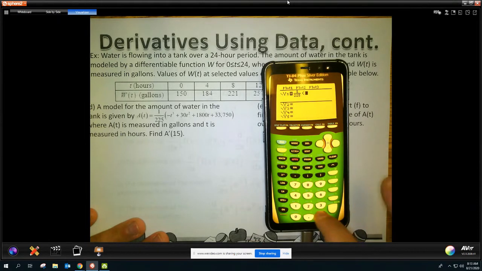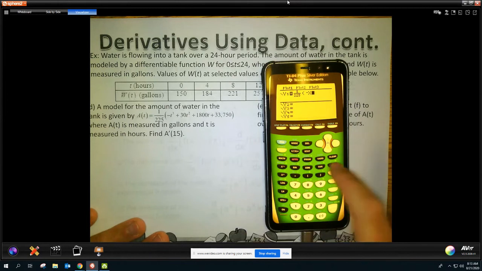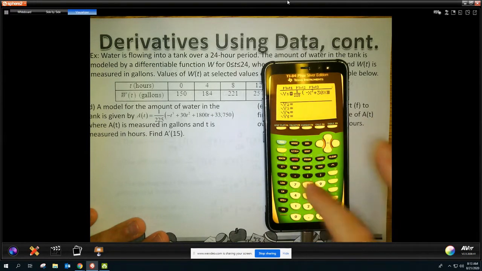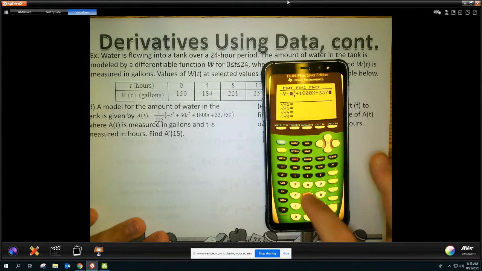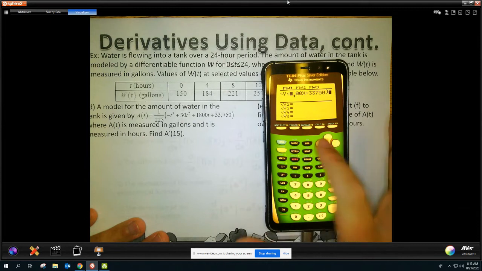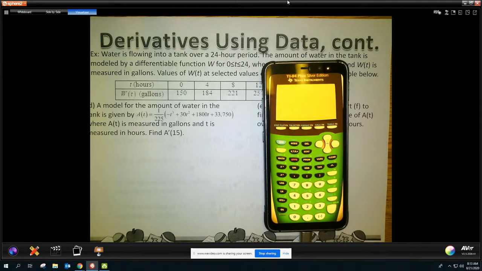So negative, don't forget to use the negative sign, not the actual minus sign. Also, we don't have t's in our calculator, so we can just use x's to represent it instead. Okay, so I have the entire function. I'm going to just double check it. Looks good to me. So there's the entire function. Okay, so now I can just recall this as y1 every single time.